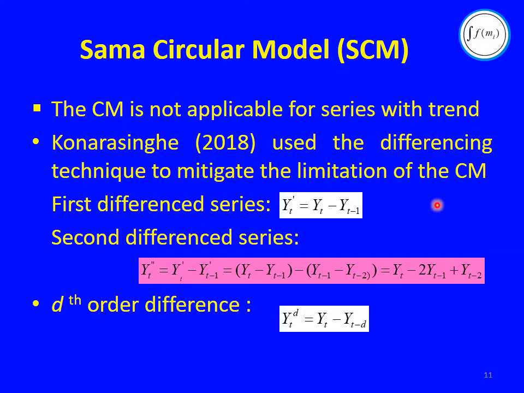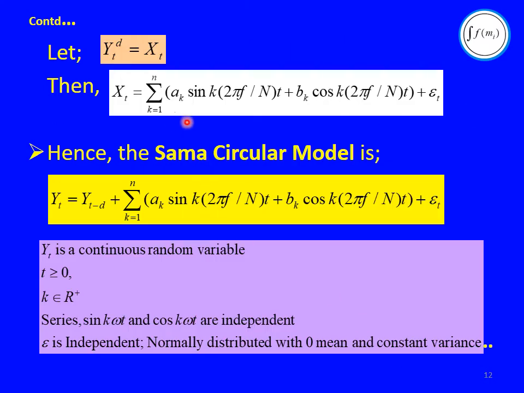Before I come to the topic, Sama circular model. The circular model was highly successful in capturing seasonal and cyclical pattern of a series. But it has one weakness. It is not applicable for series with trend component. So Konarasinghe 2018, I used the differencing technique to mitigate the limitation of the circular model. So in usual notation, first difference is y t minus y t minus 1 and second difference and dth order difference and so on. So the modified circular model or the renamed Sama circular model is this.